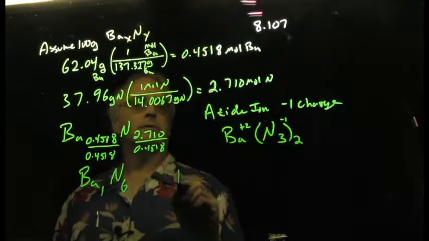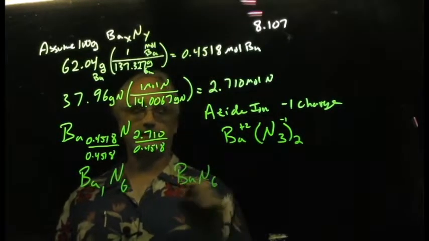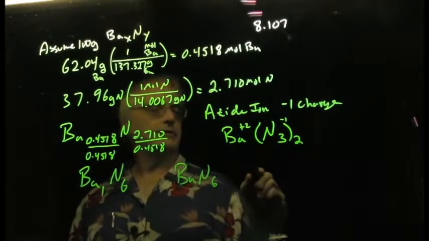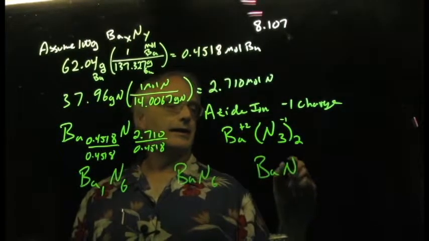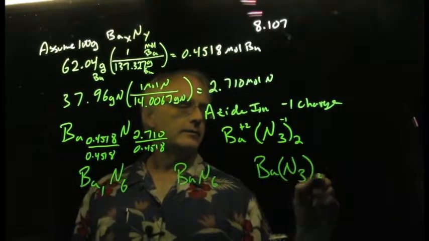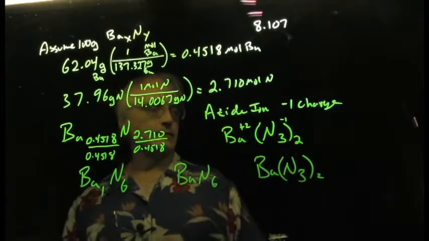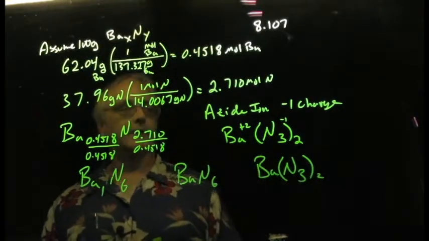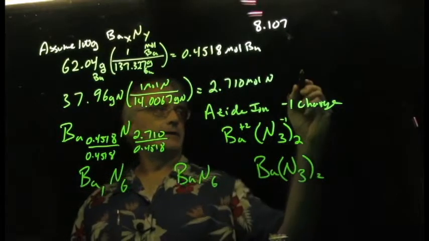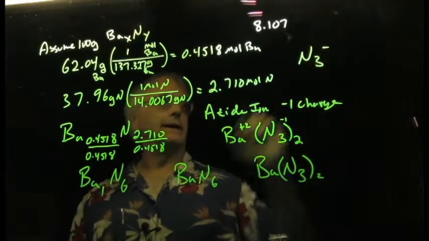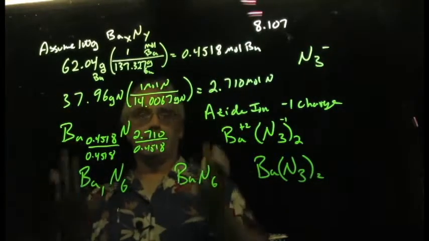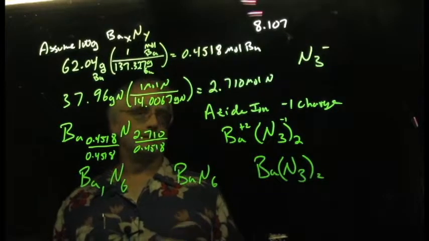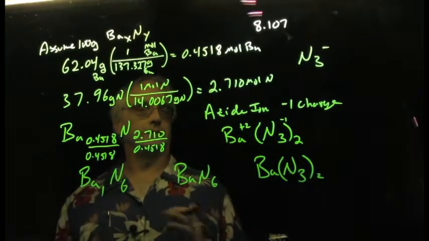And so yes, you could see the formula written BaN6 like we did here. I think it's slightly more accurate, taking into account the charges, to write it Ba(N3)2. Okay, and there is the formula of barium azide, and sure enough, you can look it up, Google azide ion. That is the formula. The azide ion is N3 minus. Okay? And so from this calculation and getting the formula of barium azide, we also now know what the formula of the azide ion is, which is the focus of the rest of the question.